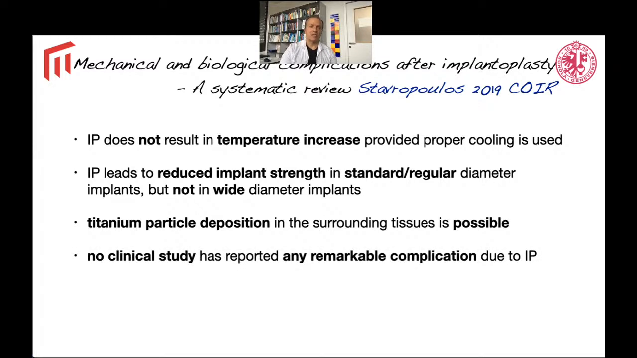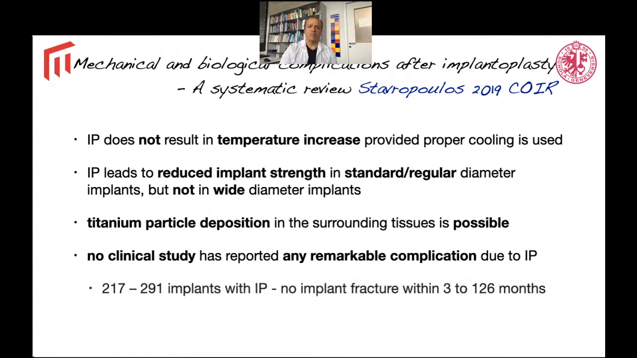However, no clinical study has reported any remarkable complication due to implantoplasty, mechanical or biological. Of course, you can argue that there were not too many implants included in this study. It was a range of 217 to 291 implants. And you can also ask, why is there this difference? Well, this difference was because one of the studies did not clearly report the number of the implants. So that's why we have reported the range of the implants.